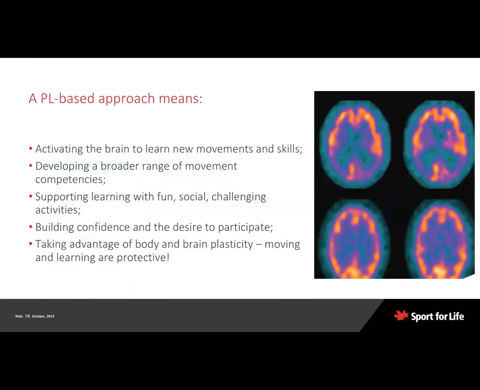With the physical literacy approach, it means a number of things as it affects the body. You're activating the brain to learn new movements and skills, and we see this from brain scans very clearly that that's an important component. As you move along, you develop a broader range of movement competencies, just like literacy. As you learn to read and write more, you develop a greater movement vocabulary or reading vocabulary or literacy vocabulary. And in this case with movement, it's no different.